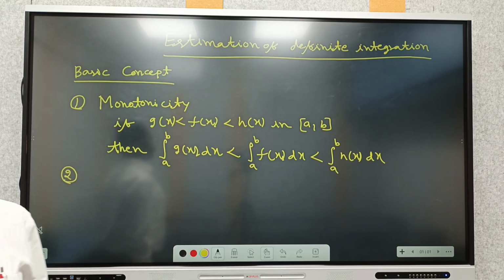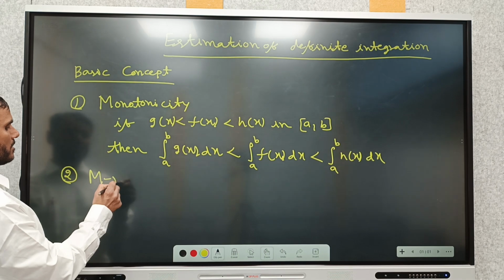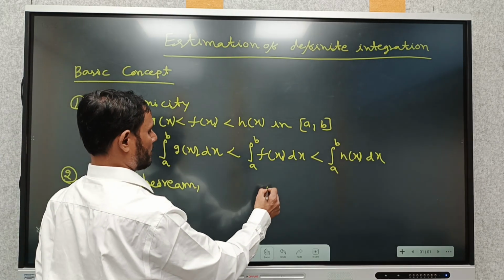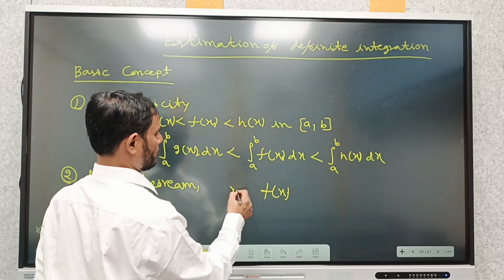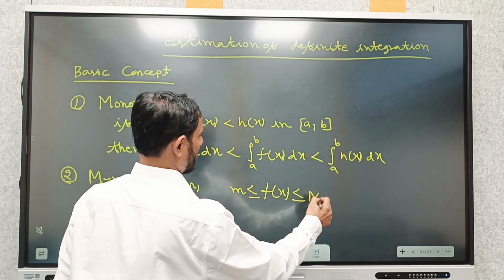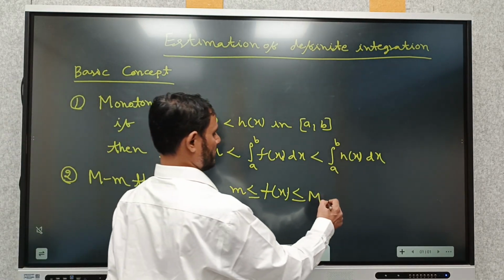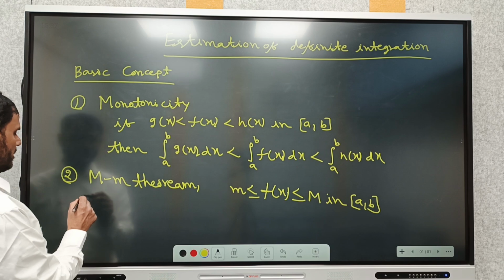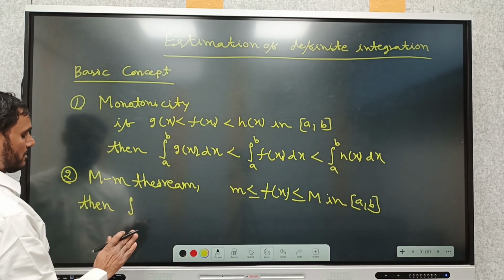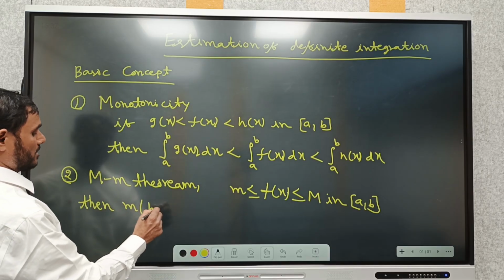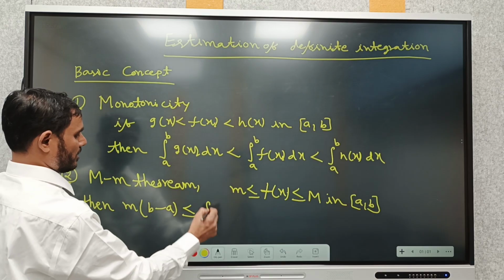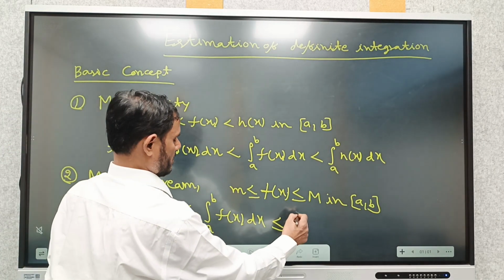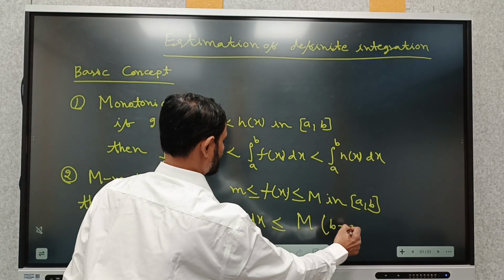Second one is the basic theorem. The basic theorem is: if f(x) has a minimum value small m and a maximum value capital M in the interval [a, b], then m(b minus a) is less than or equal to the integral from a to b of f(x) dx, and it is less than or equal to capital M(b minus a).